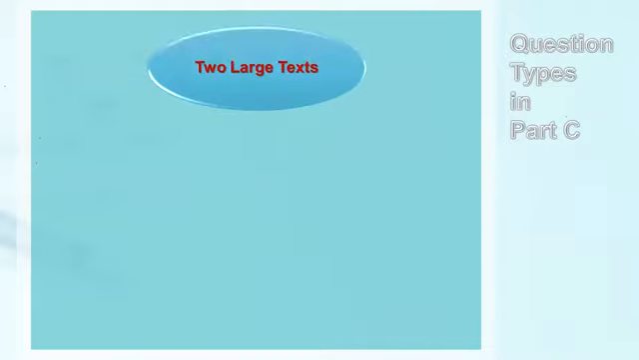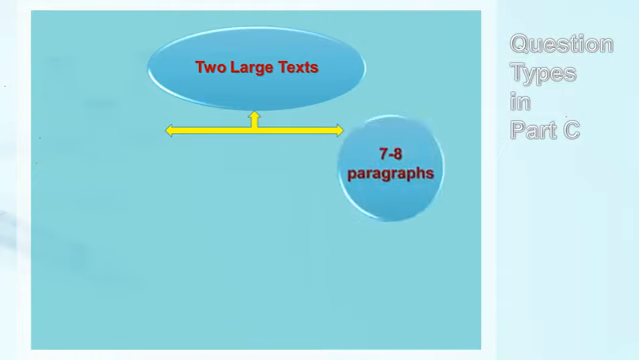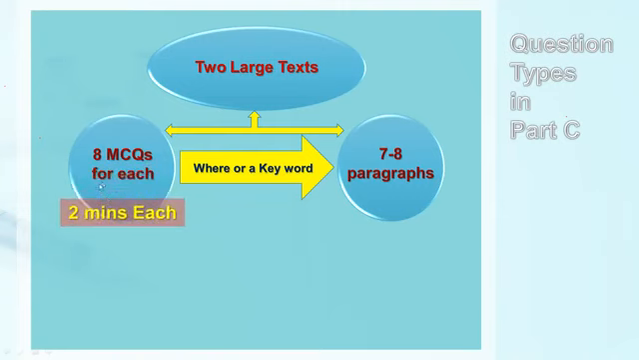The last thing for question types is part C. Part C will have two large texts. Each text has 7 or 8 paragraphs, and each text has 8 MCQs, and you have to answer each question in 2 minutes, not more than 2 minutes for each question. In each question, there will be a question prompt, and while reading the question prompt, you will locate the possible answer where you have to read.